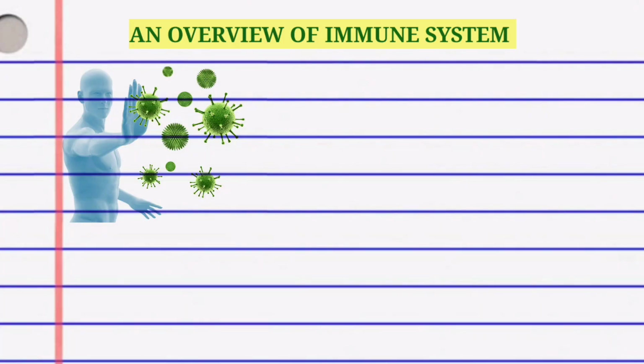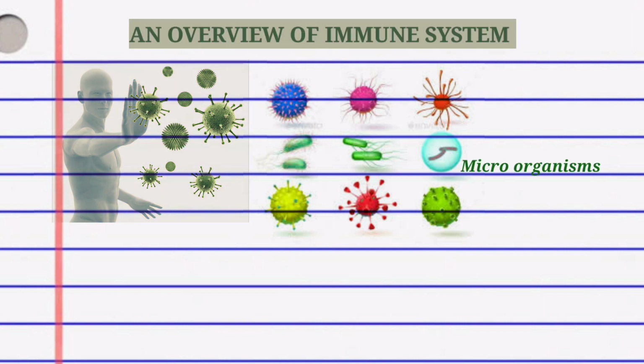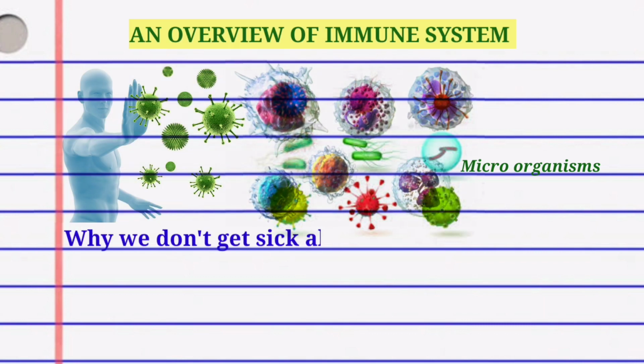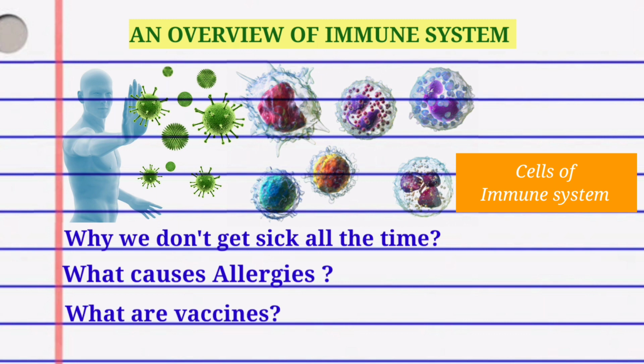We are constantly surrounded by infectious and potentially pathogenic microbes, meaning microorganisms which cause diseases. They are in air, on our skin, in food, and pretty much everywhere. So, why don't we get sick all the time? Beyond this, have you ever wondered what causes allergies and what are vaccines? How do vaccines work? All of these questions and many more can be answered by understanding how the immune system works.